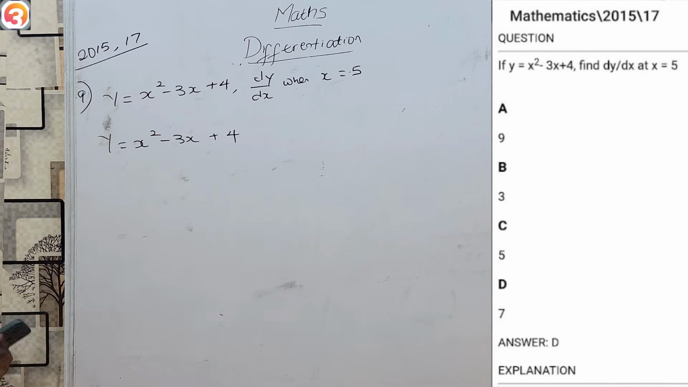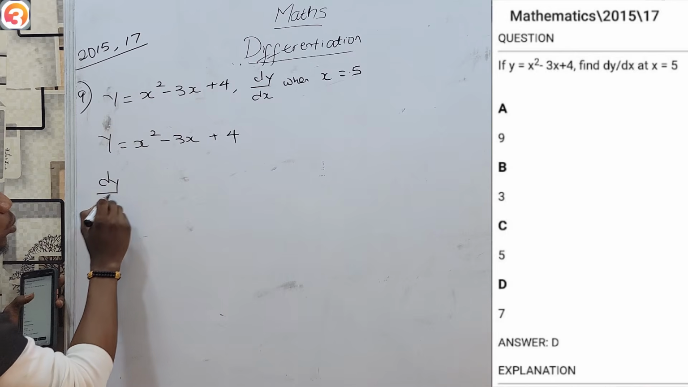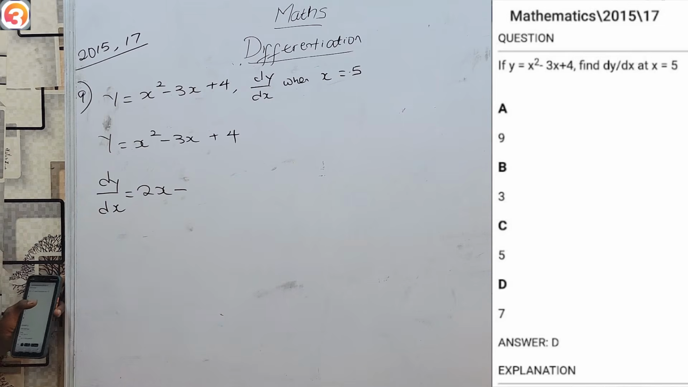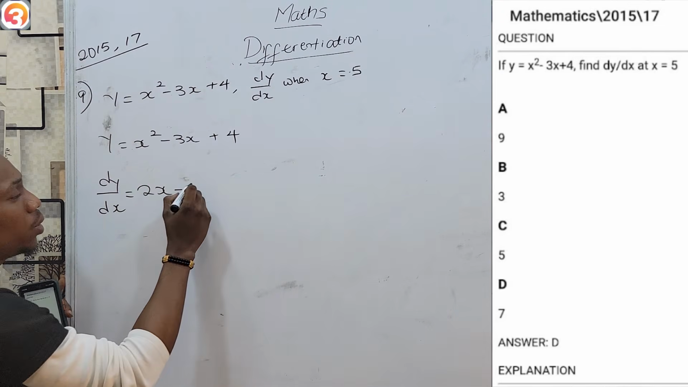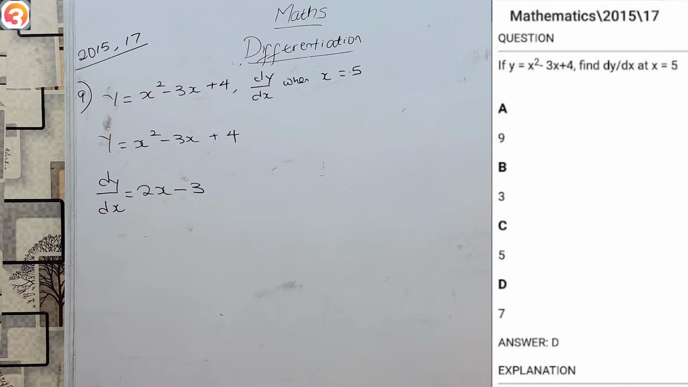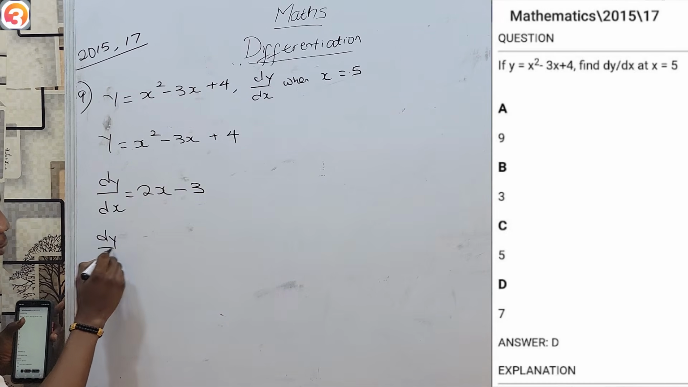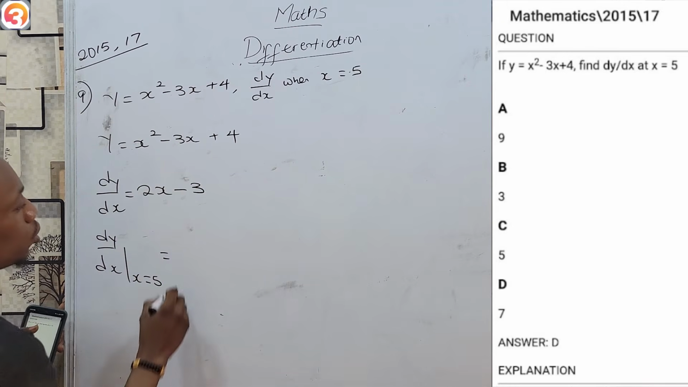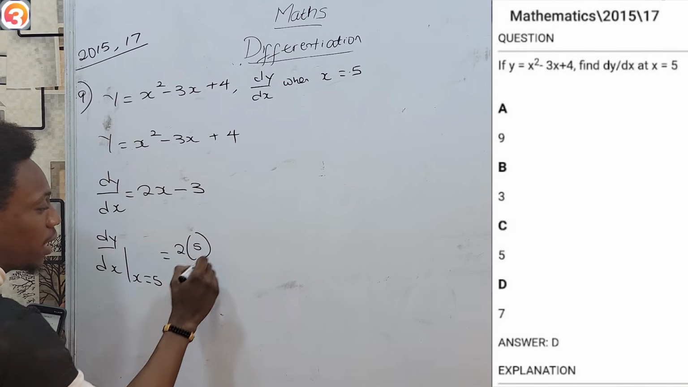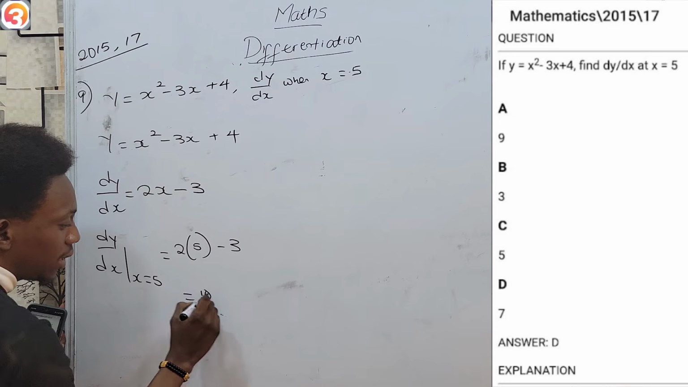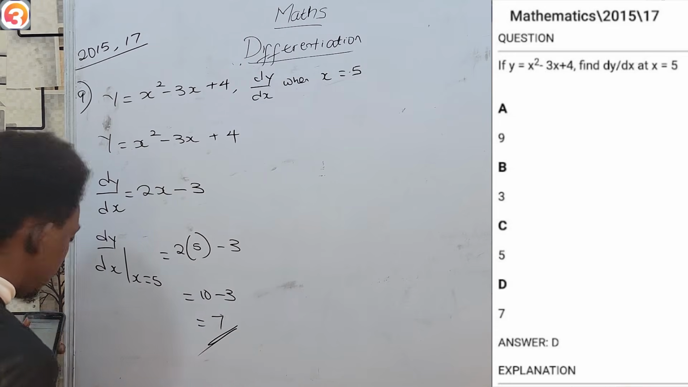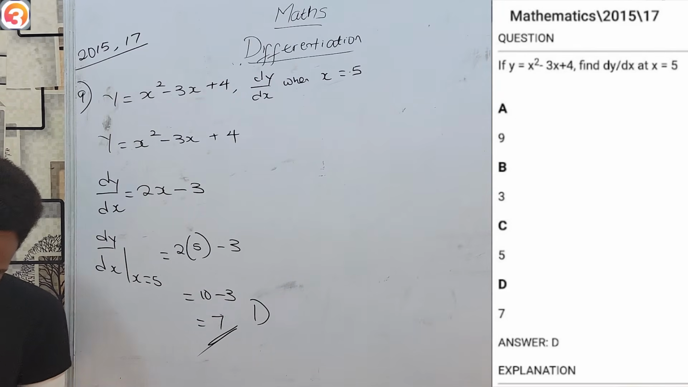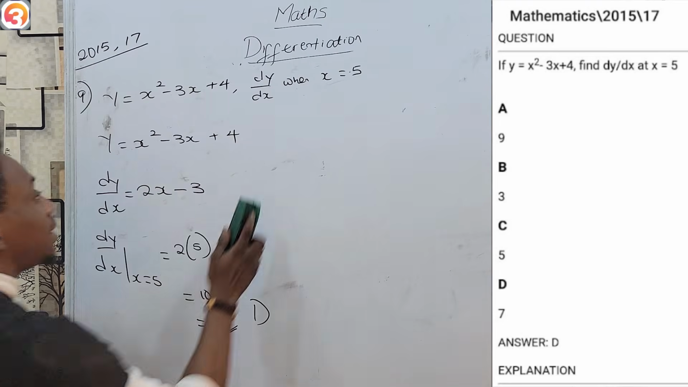This is addition and subtraction, so we differentiate term by term, meaning that dy/dx will be: differentiate x squared, 2 comes down, that's 2x. Differentiate 3x, the x simply goes away, that's 3. Differentiate 4, that's 0, so that's gone. And as such, dy/dx when x equals 5 would be equal to 2 times 5 minus 3. 2 times 5 is 10, minus 3, and that is 7. Option D. So you see, this is very, very easy.